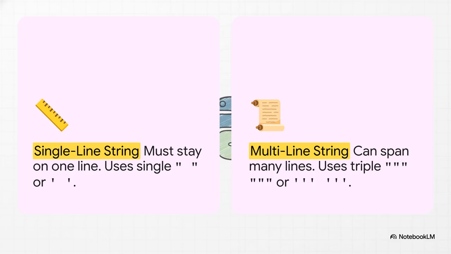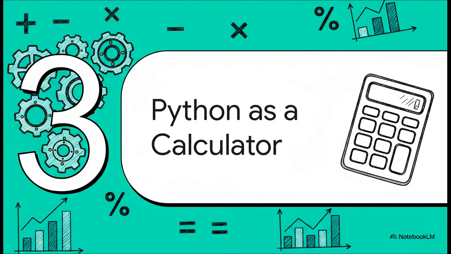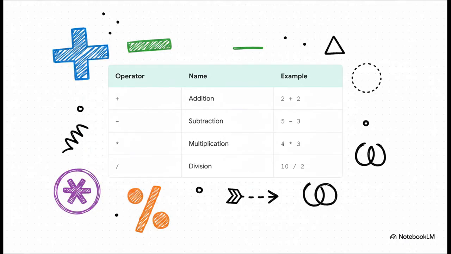It is incredibly handy. Okay, so that's text, that's strings, check. Now let's switch gears and talk about our second data type, numbers. This is where we get to turn Python into a seriously powerful calculator. Now, the basics here are probably going to look super familiar.